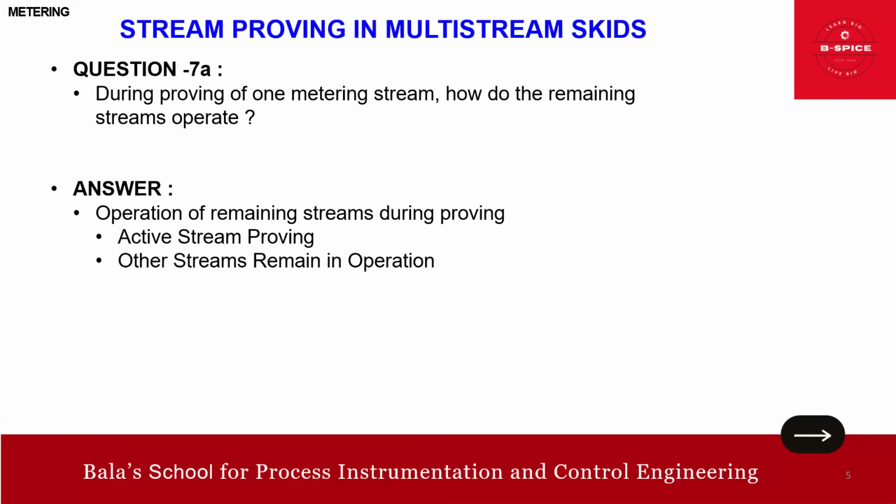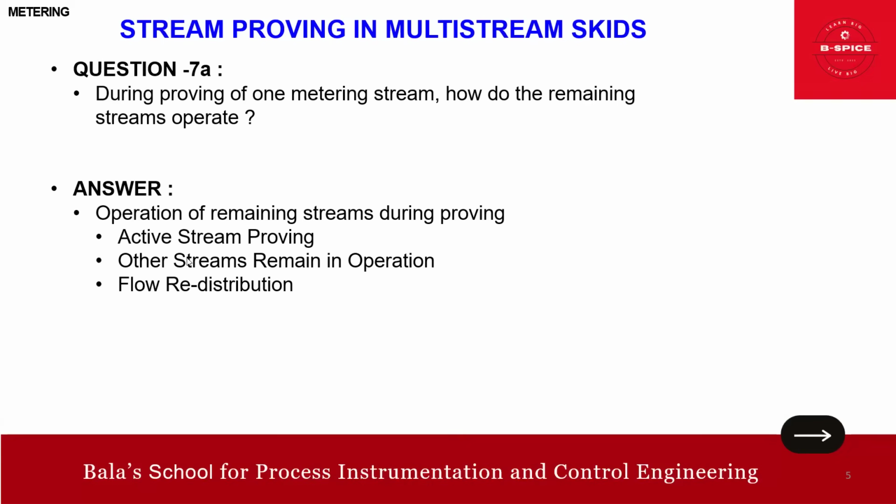And in case of flow redistribution, if the proving stream was contributing significantly to the total flow, the system may redistribute the flow across the remaining streams to maintain the throughput. Okay. Anyway, this is an option only if required.